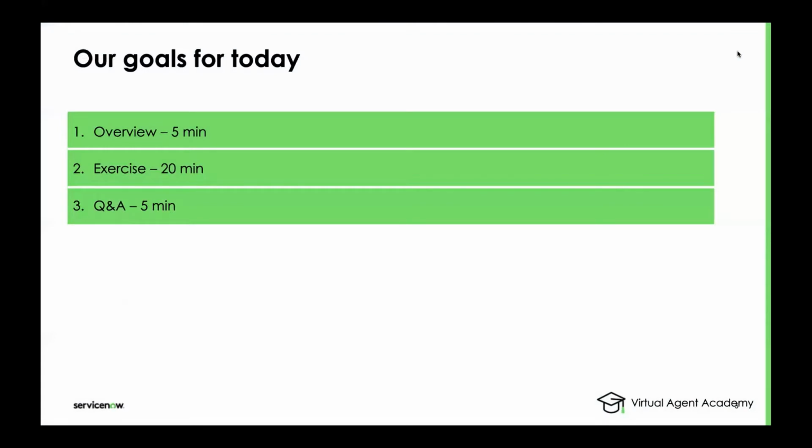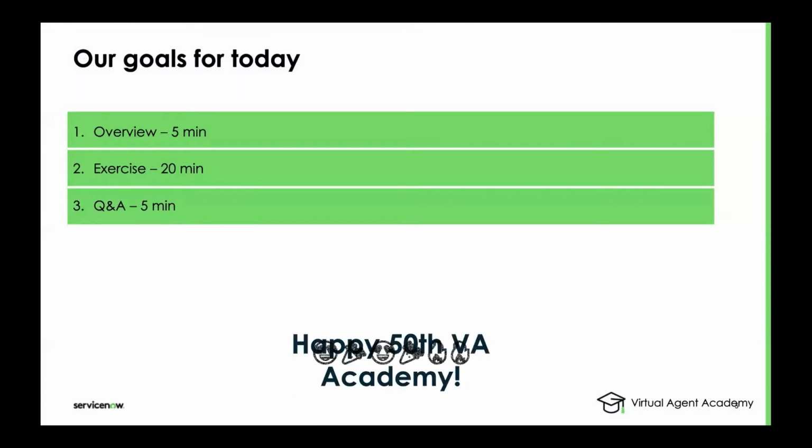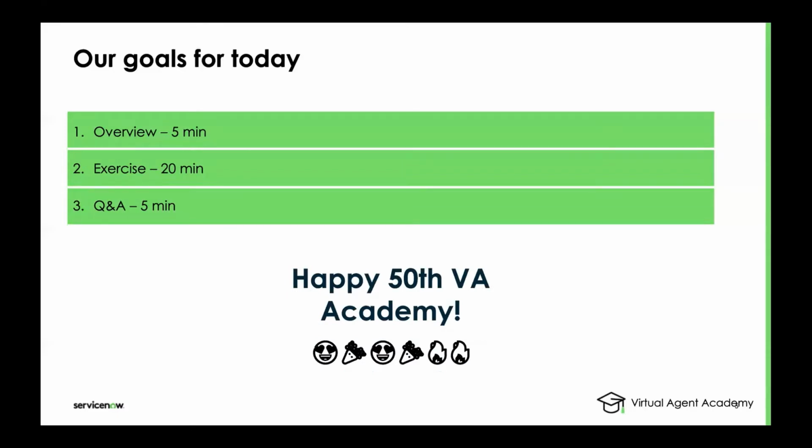So here's our agenda. And before I dive in, one more announcement. It's our 50th Virtual Agent Academy, and the emojis are freaky right now without the colors, but I hope you understand what I'm trying to get at. I took a look at our playlist earlier, and there are 49 videos in the playlist. That makes this the happiest 50th Virtual Agent Academy. Here's to another 50 more.